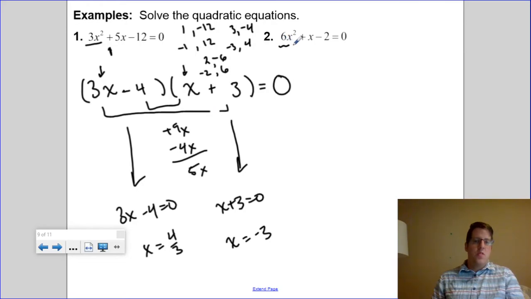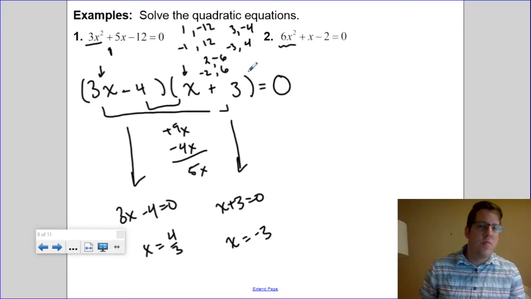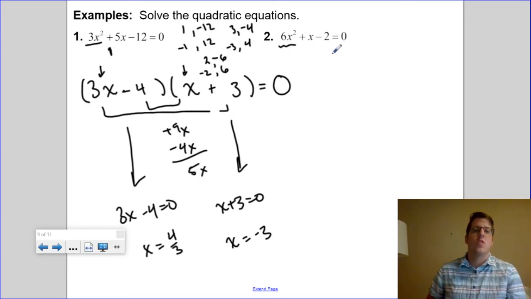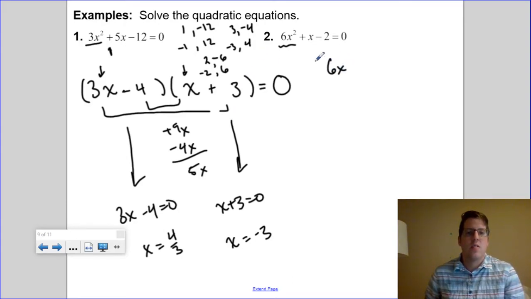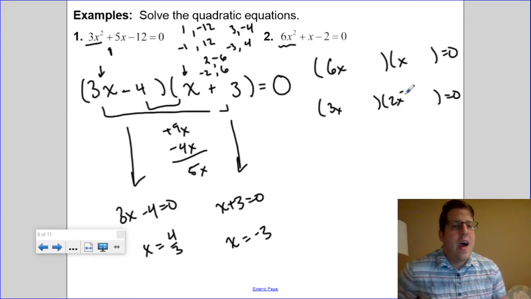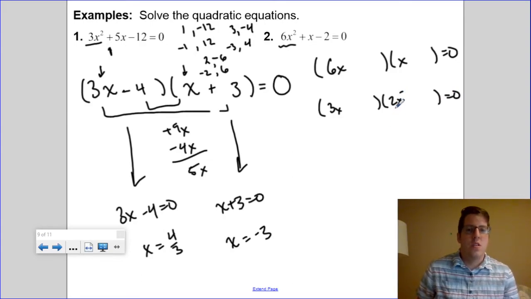This next one is going to be harder to factor because there are two different ways to make 6. You could do 6x and x, or you could do 3x and 2x. When you get to that point, that might be a sign that you want to use the quadratic formula. So let's do that now.